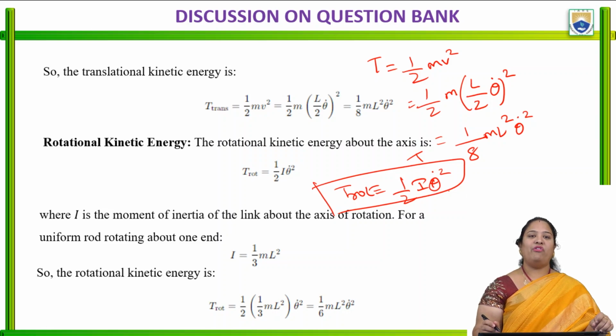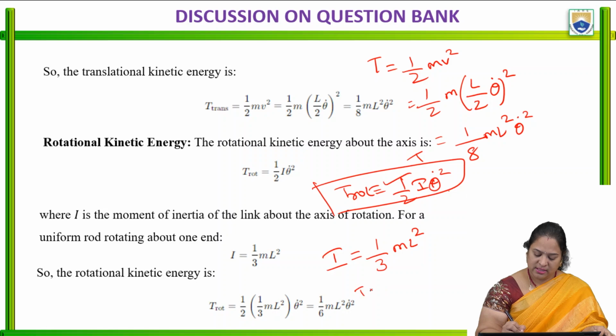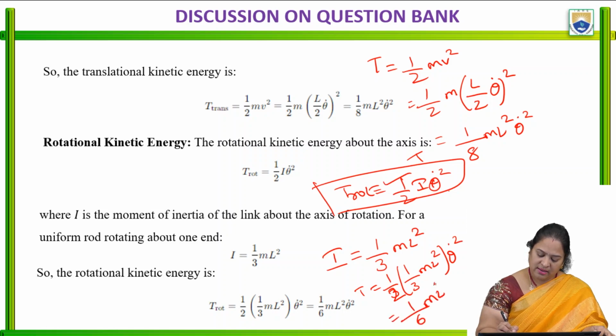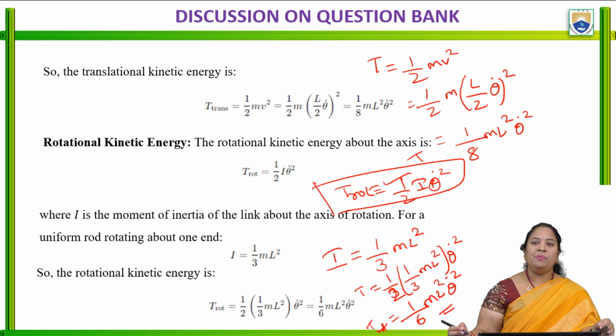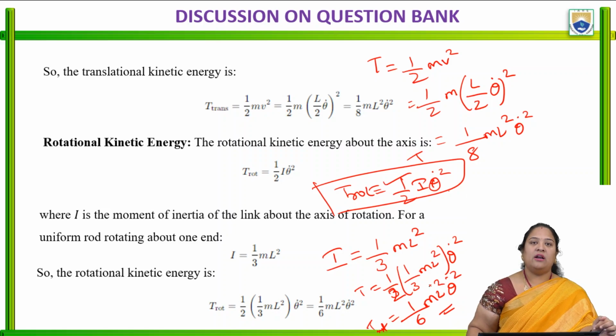For a uniform rod rotating about one end, the moment of inertia is I = 1/3 mL². Then T rotation will be written as 1/2 of 1/3 mL² into θ̇², which is nothing but 1/6 mL²θ̇². When we substitute the I value, we get half of 1/3 mL² into θ̇², which is 1/6 mL²θ̇².